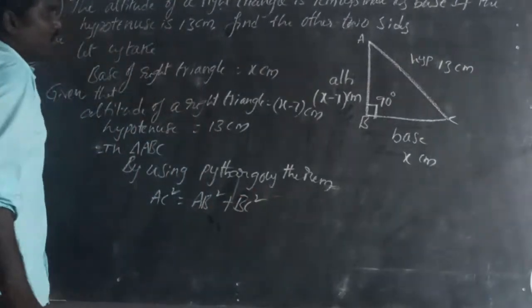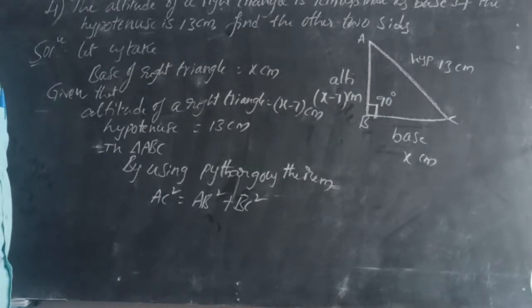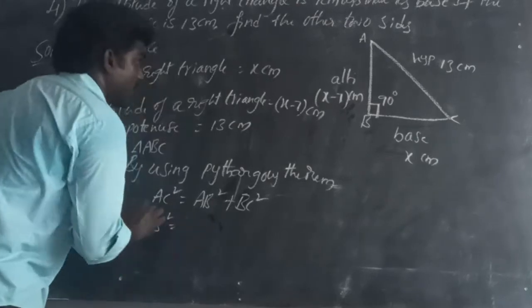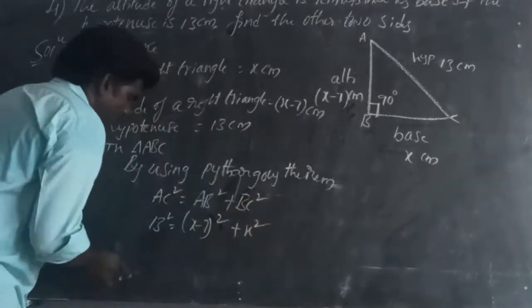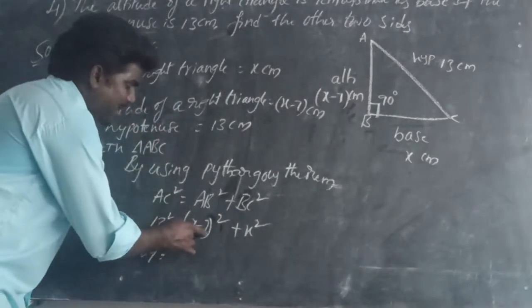So here what is the hypotenuse? AC. AC square is equal AB square plus BC square. So AC length is how much? 13. 13 square is equal x minus 7 whole square plus x square. So 13 square is how much? 169 is equal x minus 7 whole square plus x square.